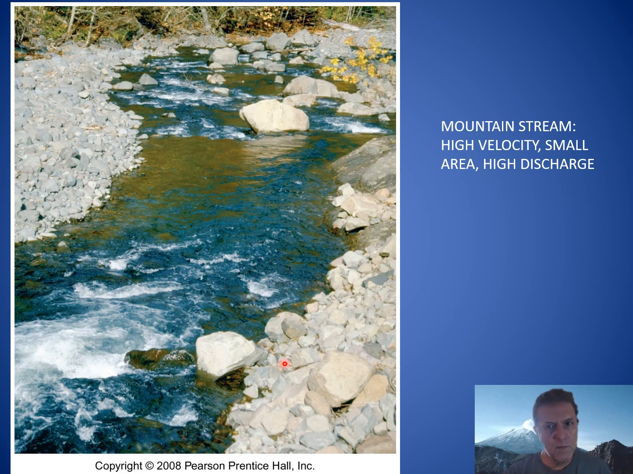So here's a mountain stream. It has high velocity, small cross-sectional area, because this is only, I don't know, 12 feet maybe. High discharge. Discharge is the amount of water that passes through a given cross-section over an instant of time. Okay, so because a mountain stream has a steep gradient as it's descending from the mountain, it's got a fairly steep channel. That's why it has a high velocity. The steeper the channel is, the higher the velocity the water is going to flow at.